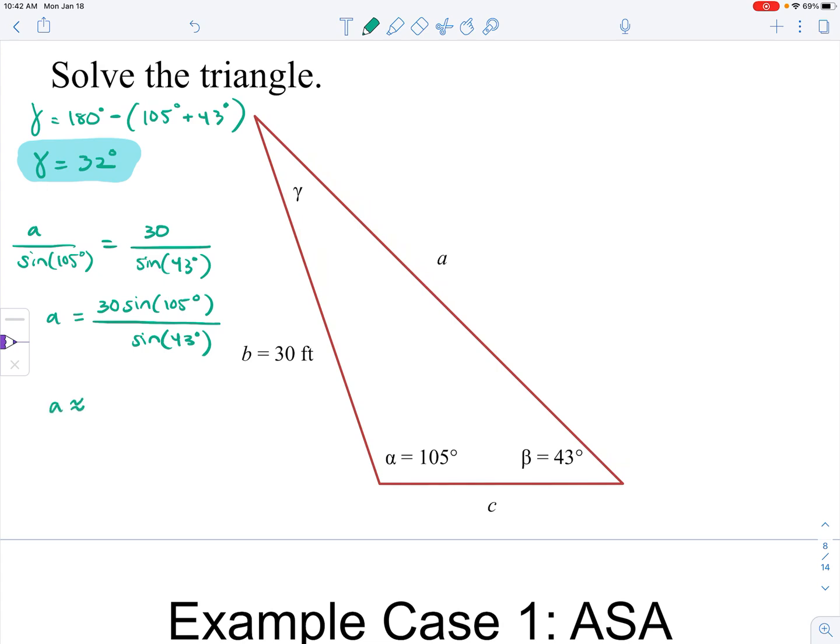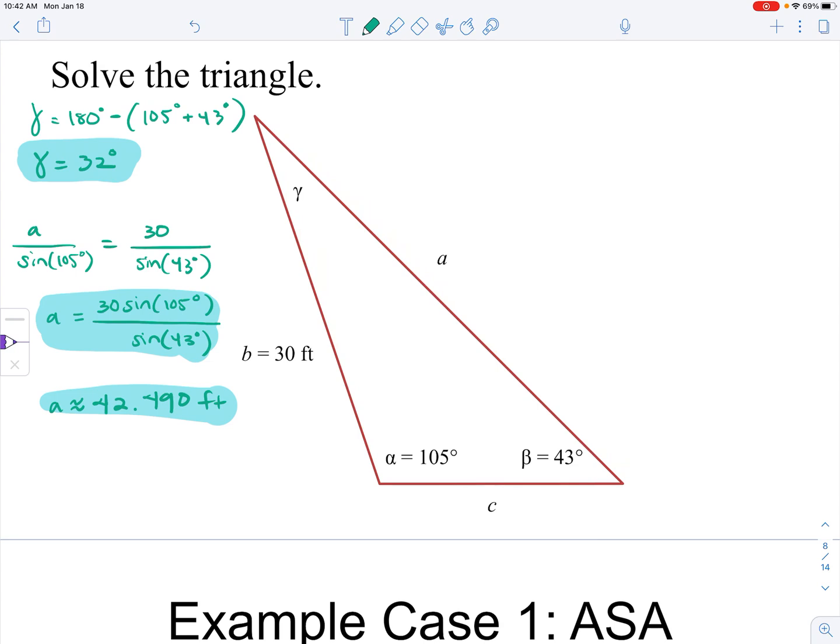So that's the exact value. You need to type that into your calculator to get the approximation. And when we do that, we get 42.490, and there are units on this one, so feet. So that's the approximation. That would be the exact value.